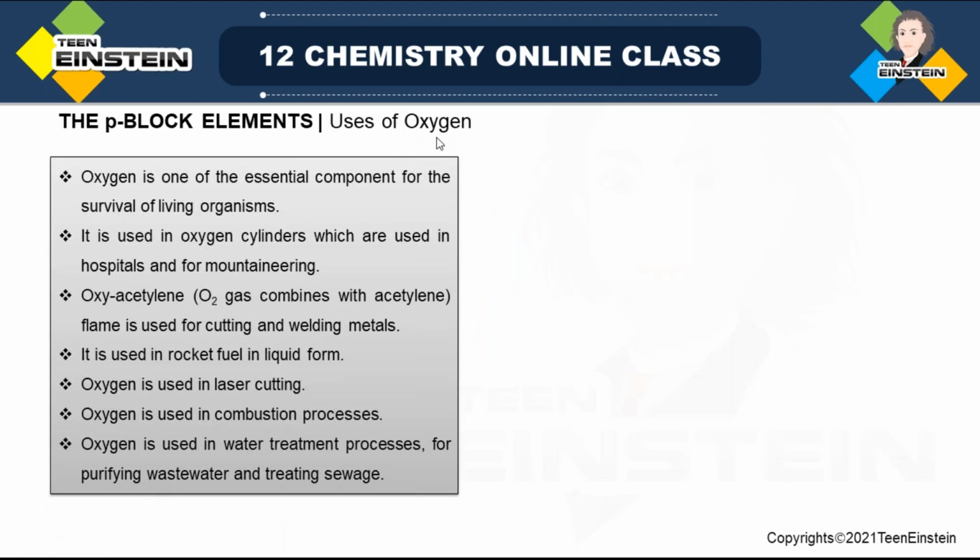Application of oxygen. It is one of the essential components for the survival of living organisms, that you all know. Used in oxygen cylinders that are used in hospitals and for mountaineering. Then oxyacetylene, which is basically a mixture of oxygen and acetylene gas. Acetylene gas is C2H2. Oxyacetylene flame is used for cutting and welding metals. Acetylene is basically a hydrocarbon because it is C2H2. So hydrocarbon in presence of oxygen will react and a huge amount of energy will be released. So this energy will be used for cutting and welding metals.